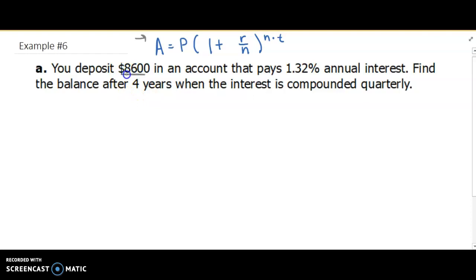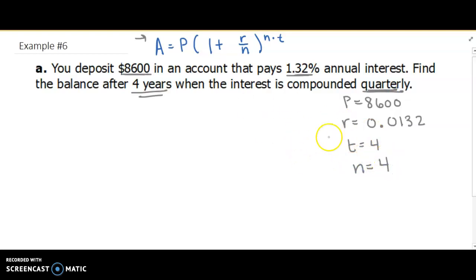You deposit 8600, so that's our principal, in an account that pays, here's our rate, but we want to put it as a decimal, 0.0132 annual interest. Find the balance after T years, so T is 4, when the interest is compounded quarterly. If it's compounded quarterly, that is 4 times per year. So we're just going to plug all of these into this formula.